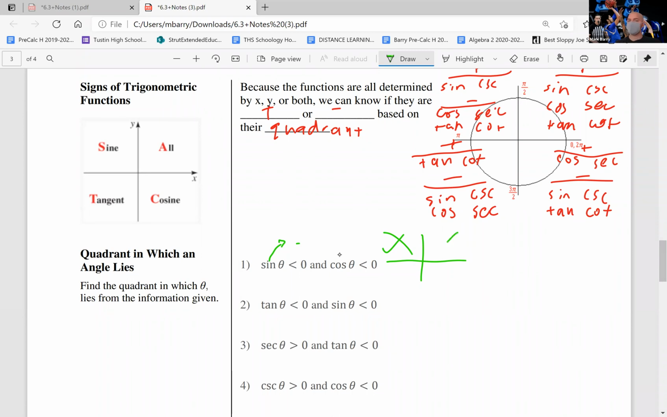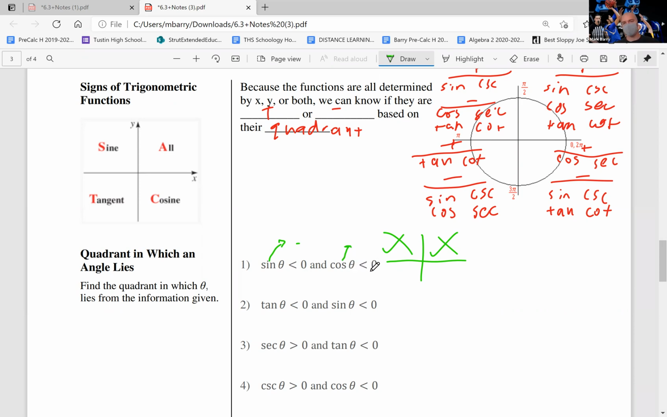But sine is also positive in the all quadrant, right? Because everything's positive in the all quadrant. So based on that first clue that sine is less than 0, it could be the third quadrant or it could be the fourth quadrant. I'm not sure yet. So now I'm going to go to the second clue. And the second clue is going to allow me to eliminate one more quadrant. And then whatever is left is my answer.